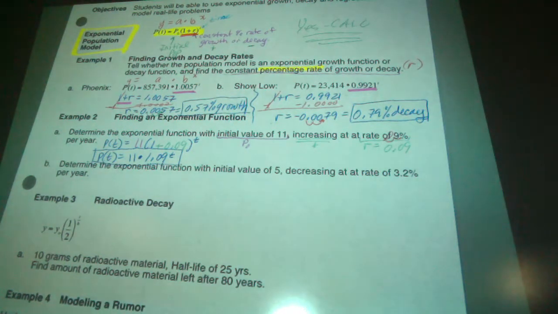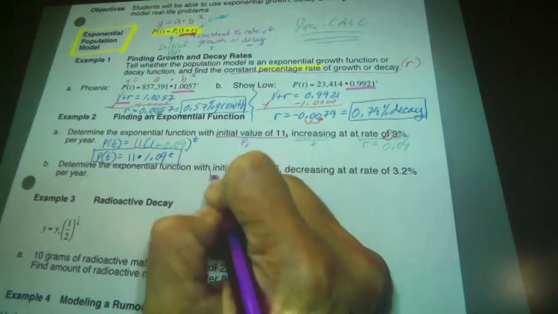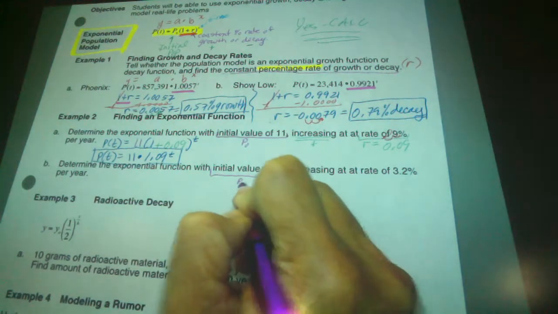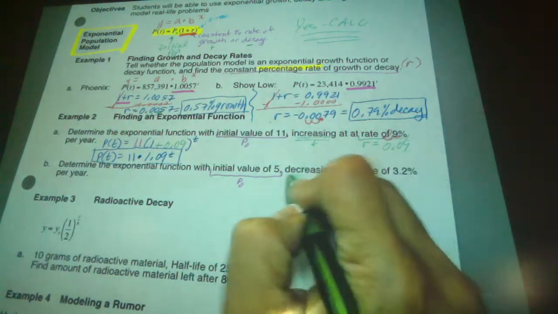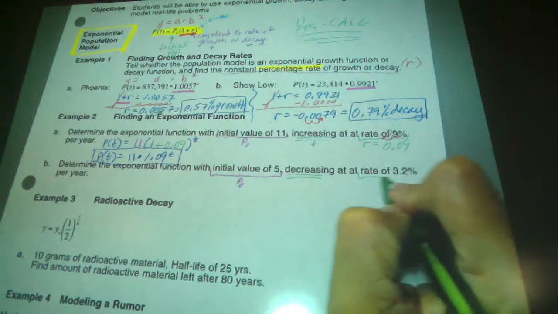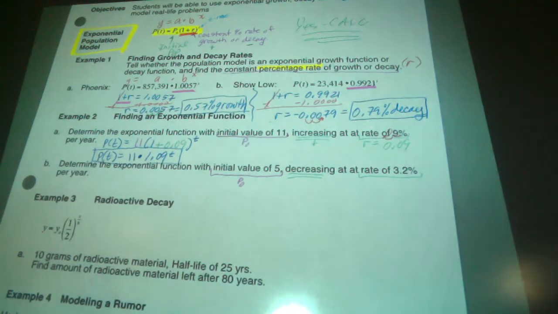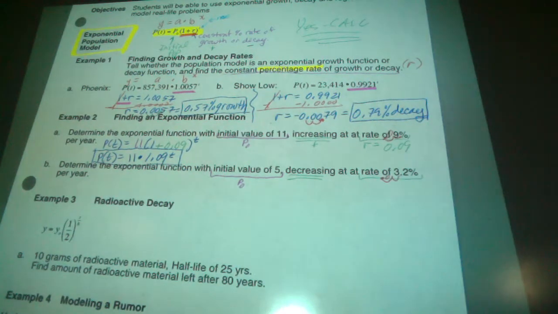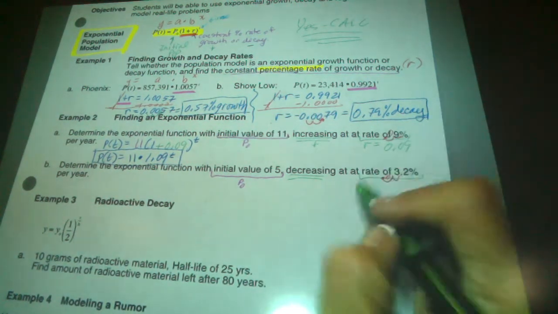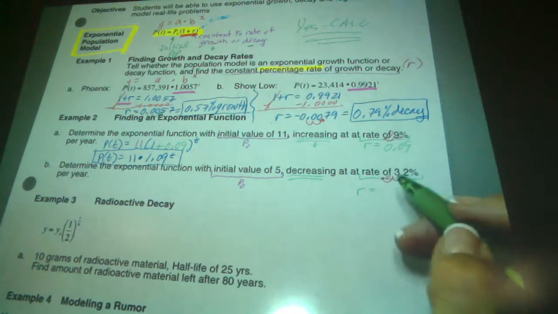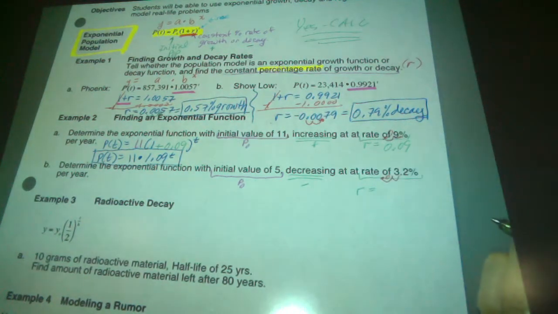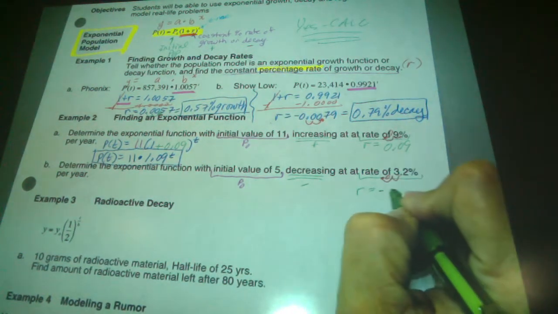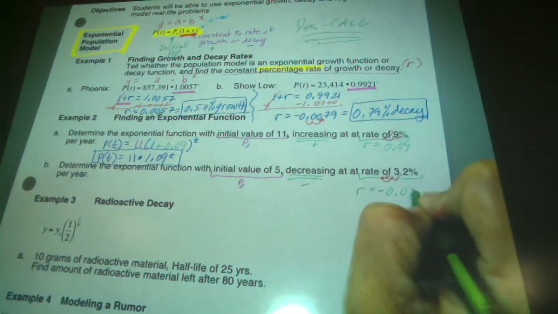So then B, the only difference with B is they use the word decreasing. So the initial value of 5 is again what? P sub 0. And then this time we're decreasing. And we have our rate of 3.2%. Move the decimal to the left 2 places. Add a 0 as a placeholder. So is my R going to be positive or negative? Because it's decreasing, we have a negative. So our R is negative 0.032.